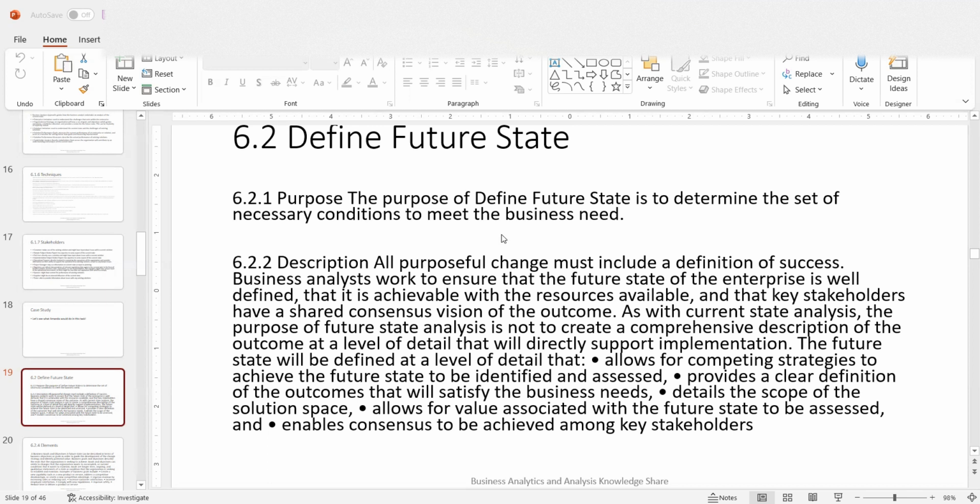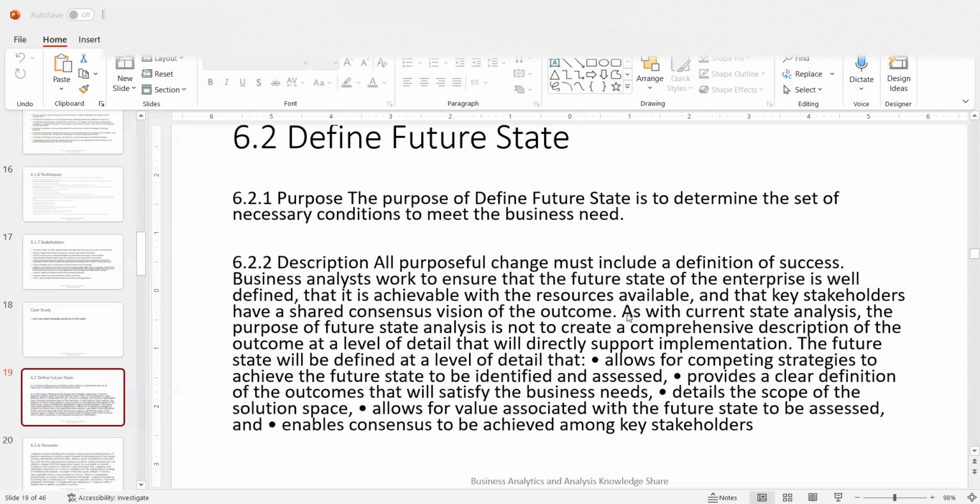But over here, defining future state is more about understanding: okay, now we've established analysis of current state, let's understand what's needed. What is the set of necessary conditions needed to meet the business need? So the description of this is that all purposeful change must include a definition of success. Business analysts work to ensure that the future state of the enterprise is well defined, that it is achievable with the resources available, and that the key stakeholders have a shared consensus vision of the outcome.